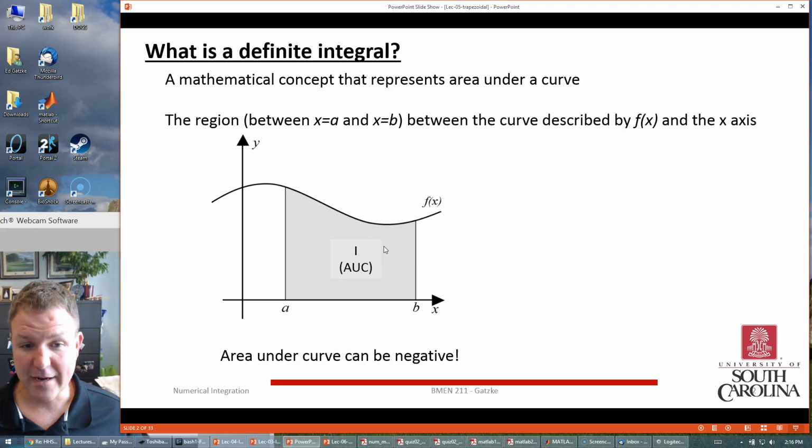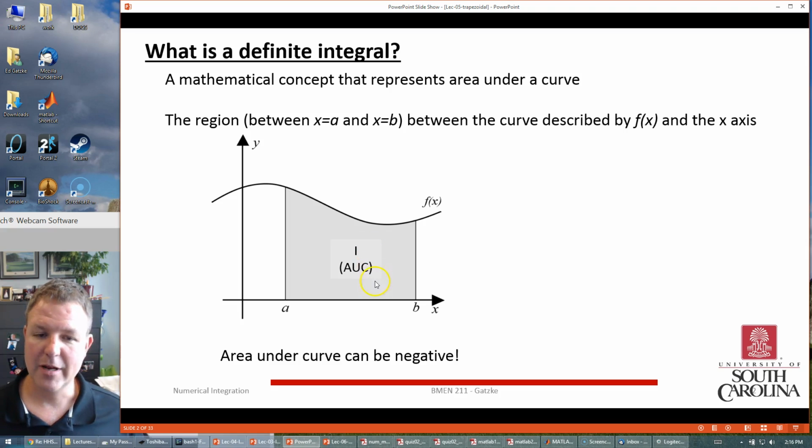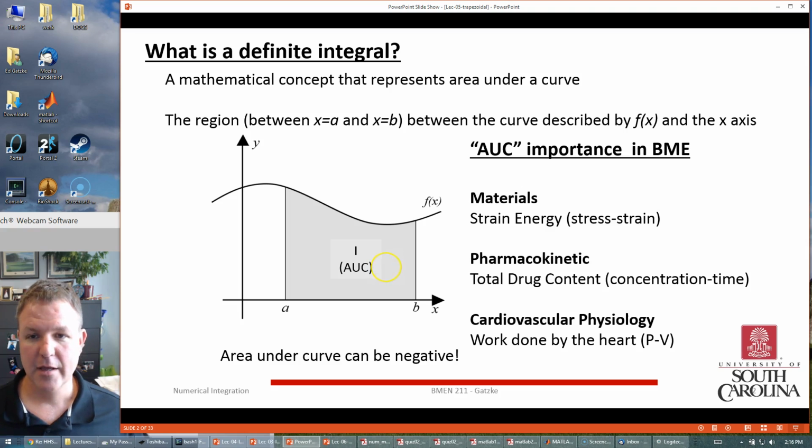If the function is negative, the area can be negative. It seems a little odd to have a negative area, but it can happen in some cases. Even in engineering, you have negative values. And it's very important for biomedical engineering because it shows up in different applications. So you can talk about the strain energy in materials, or the total drug content when you give a drug to a patient over time, or the total amount of work done by the heart. There are different applications where you have to take a function and integrate it to back out another value that you're interested in.